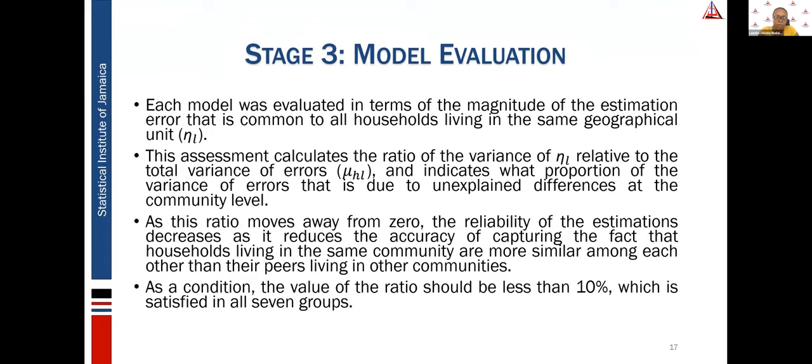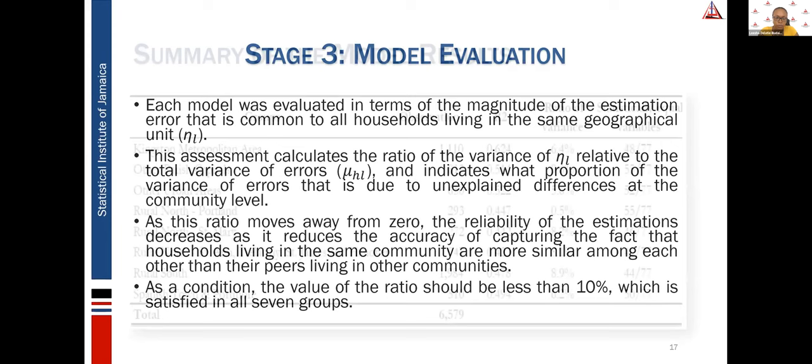And as that ratio moved away from zero, of course, the reliability of those estimates decreased, as it reduces the accuracy of capturing the fact that the households living in the same community are more similar among each other than their peers living in other communities. And we set as a threshold that this ratio should be less than 10%. And for all of our seven modeling groups, this was achieved.